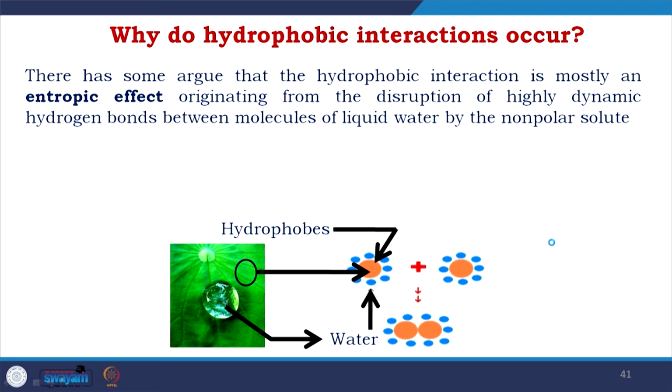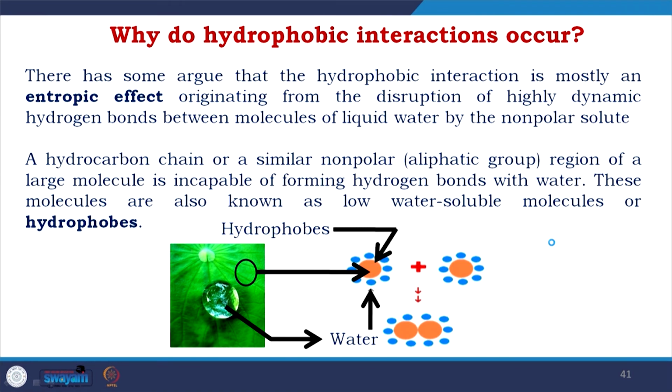Why does hydrophobic interaction occur? There is an argument that the hydrophobic interaction is mostly an entropic effect originating from the disruption of highly dynamic hydrogen bonds between molecules of liquid water by the non-polar solute. If you see the leaf of a lotus, if you put water on it, it will create a droplet because of hydrophobic interaction. A hydrocarbon chain or a similar non-polar region or patch of a large molecule is incapable of forming hydrogen bonds with water. These molecules are also known as low water soluble molecules or hydrophobes.